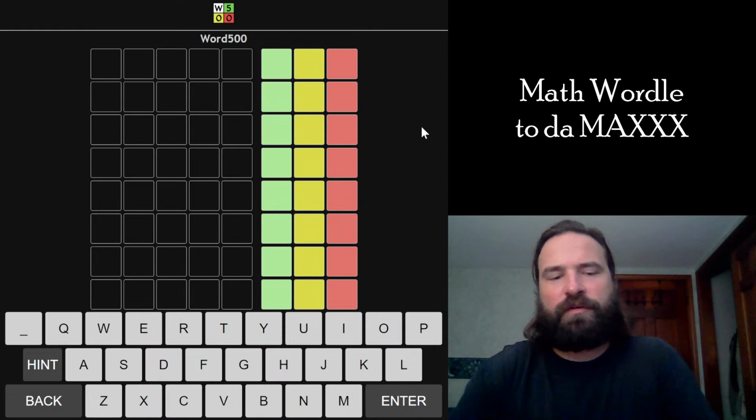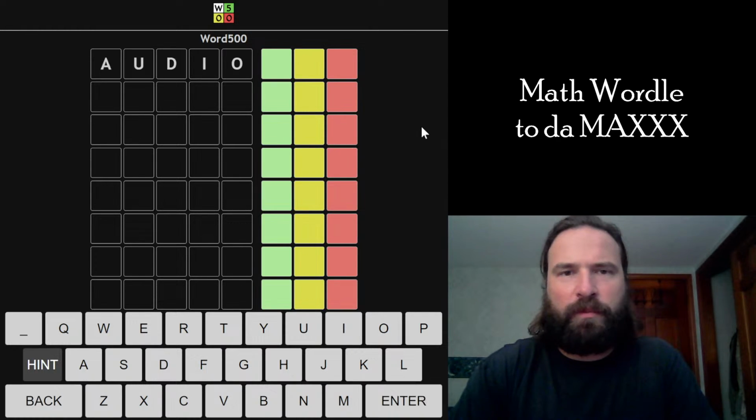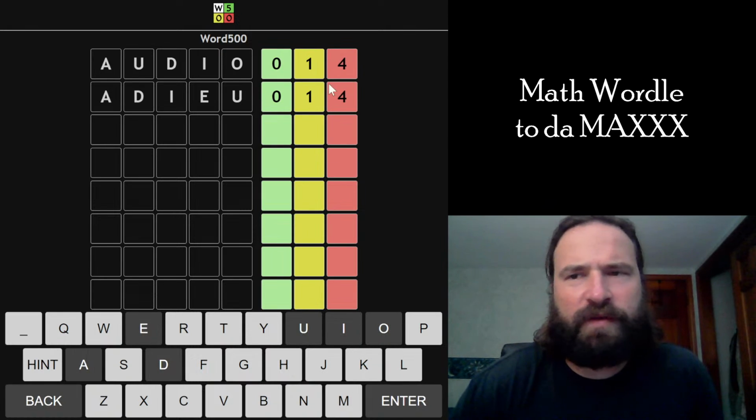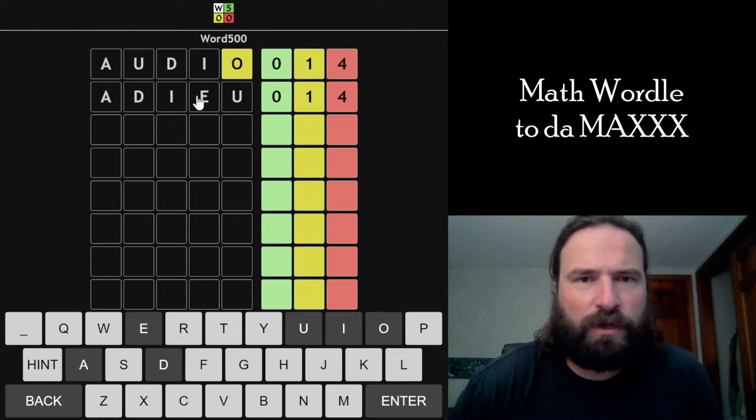Alright, let's smash Word 500. Word 500 is a Wordle game where they give you the number of greens and yellows, but don't tell you where they are on the word. I'm going to start with audio and a do because they use all 5 vowels from the English language, and the only letters that change are the E and the O. So, since we have the same number of letters from both of these words, if the O is in, the E would also have to be in.